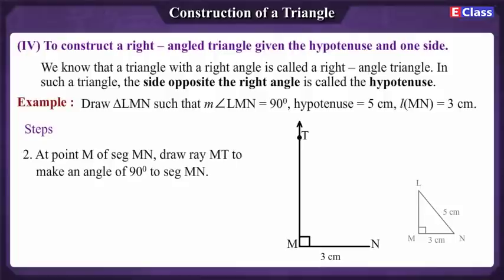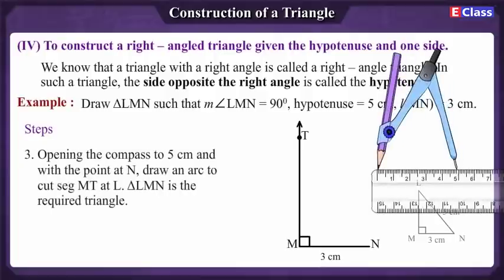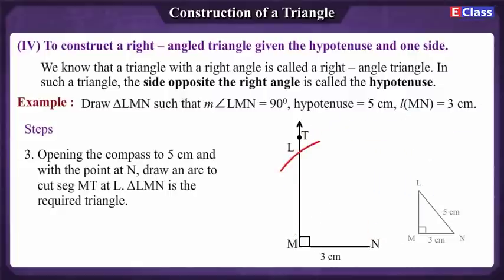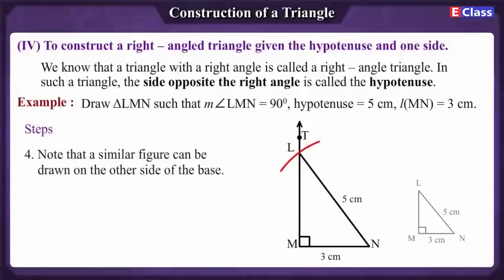3. Opening the compass to 5 centimeters and with the point at N, draw an arc to cut segment MT at L. Triangle LMN is the required triangle. 4. Note that a similar figure can be drawn on the other side of the base.